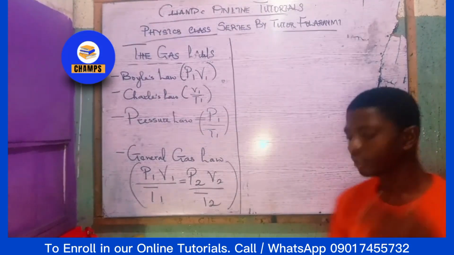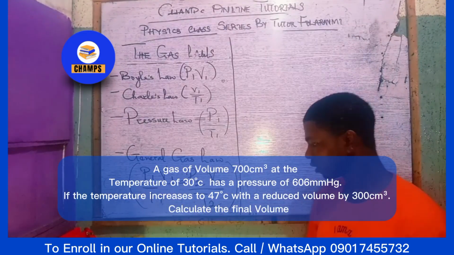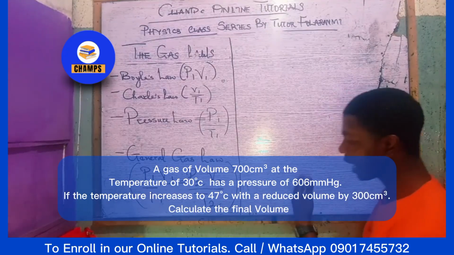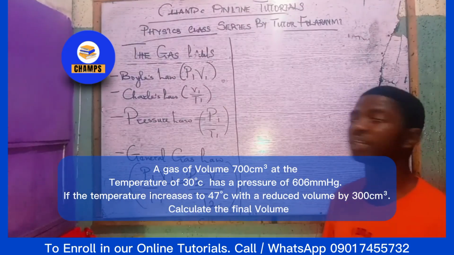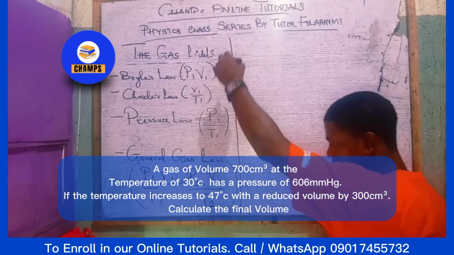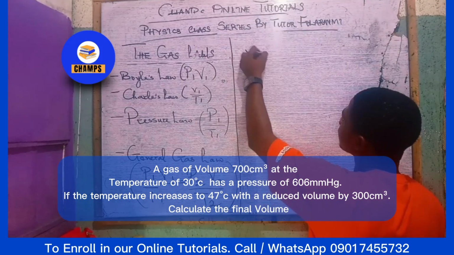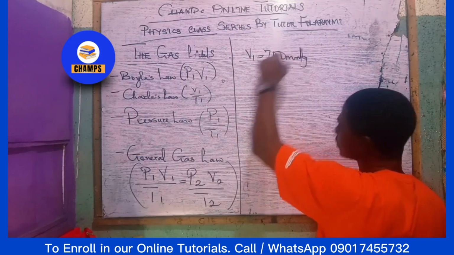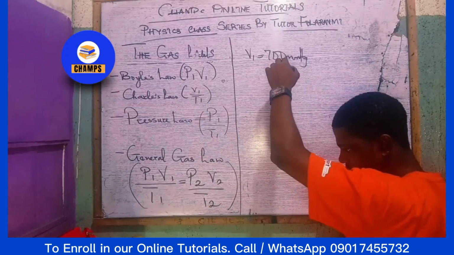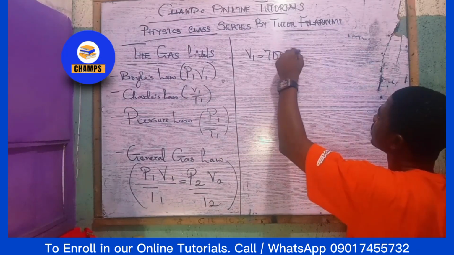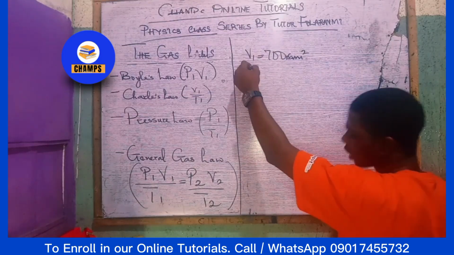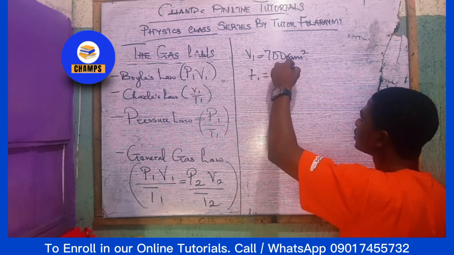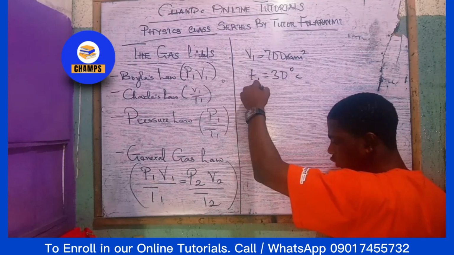The question states, a gas of volume 700 centimeter cube at a temperature of 30 degrees Celsius has a pressure of 600 millimeter mercury. So we have the first thing, the parameters. We have our V1 to be 700 centimeter cube. We also have our T1 to be 30 degrees Celsius. We have our T2.